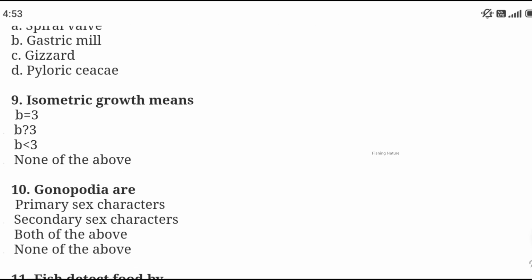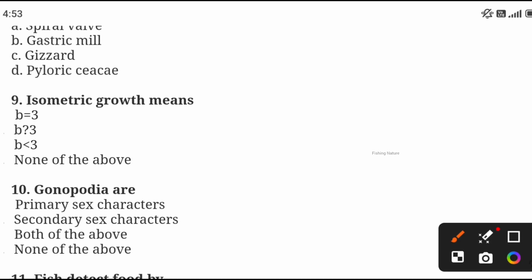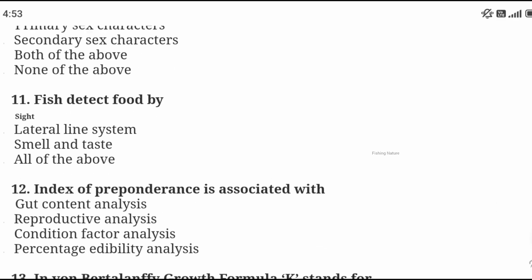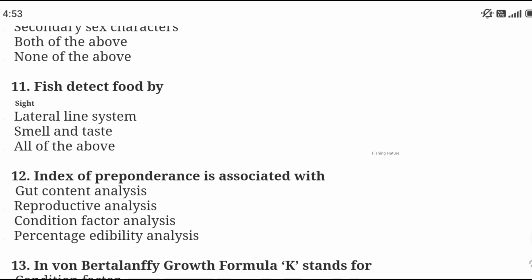Next, isometric growth: iso means equal, as all of you know. When does it occur? b is equal to 3; less than or more than 3 is not iso. Iso means equal, so b equals 3. Next, gonopodia are primary sex characters, secondary sex characters, or both of the above? Gonopodia in fishes are secondary sexual characters.